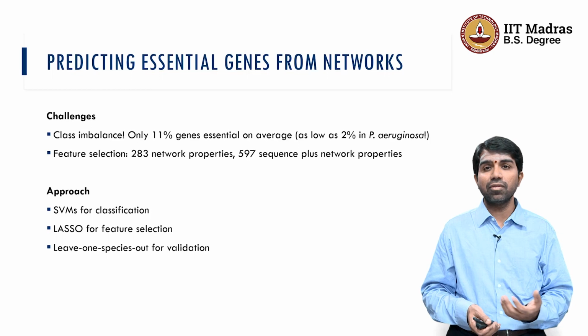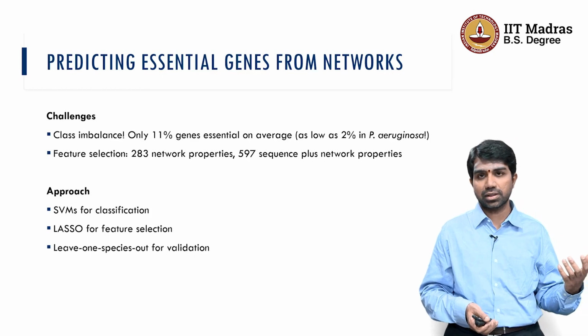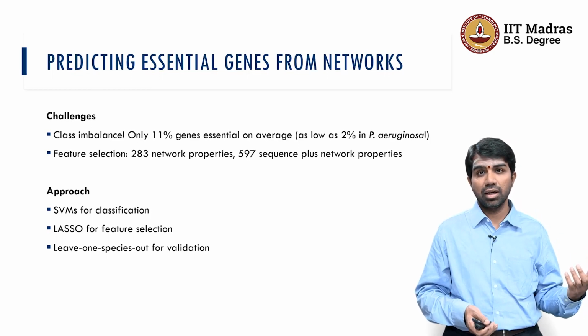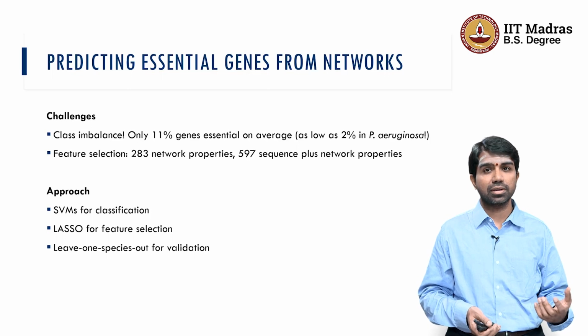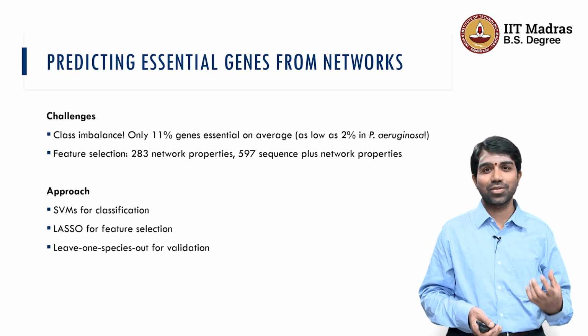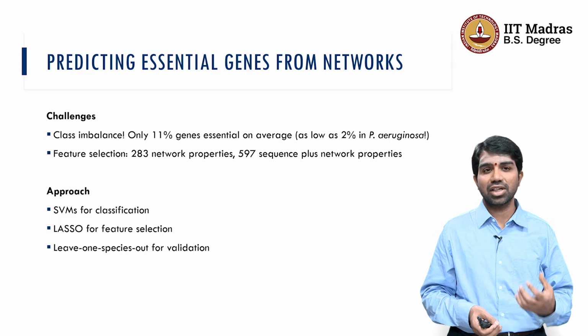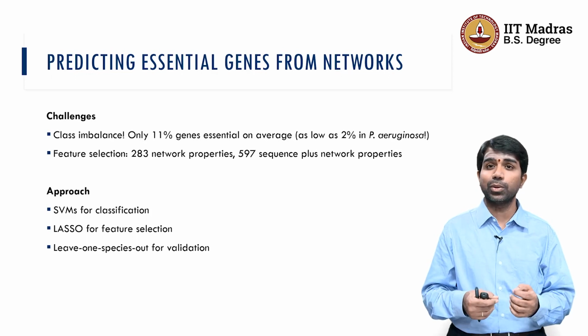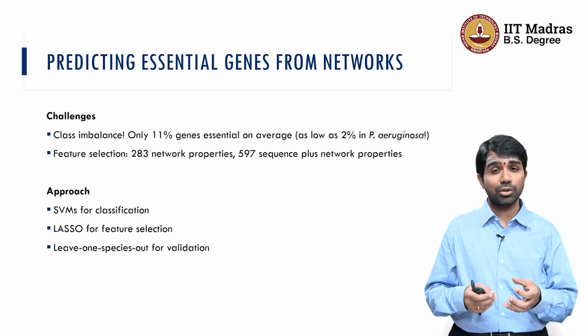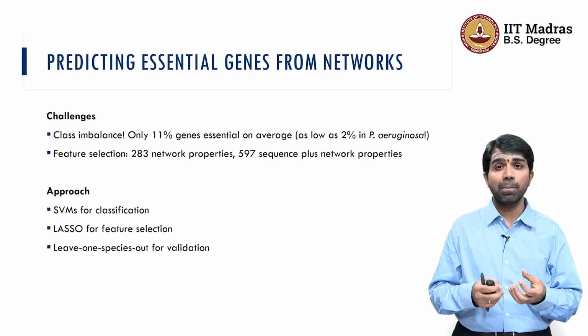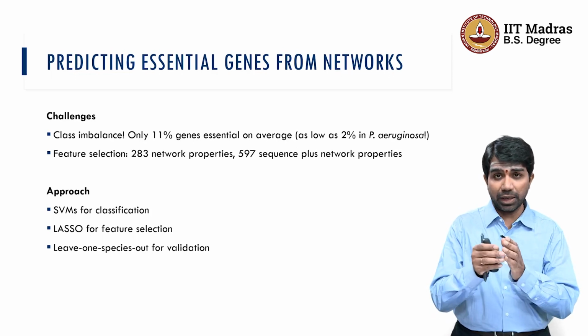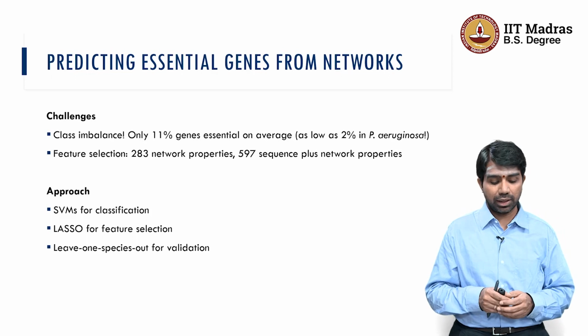So, if I predicted every gene in Pseudomonas aeruginosa is non-essential, right, I will have an accuracy of 98%, but then I will have a recall of 0%. So, this is the challenge that we have to grapple with. How do you tune and how do you make sure that you train the classifier to actually understand this issue and make predictions that are more reliable?